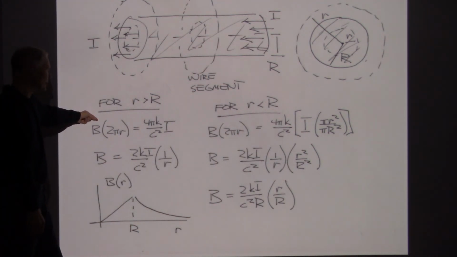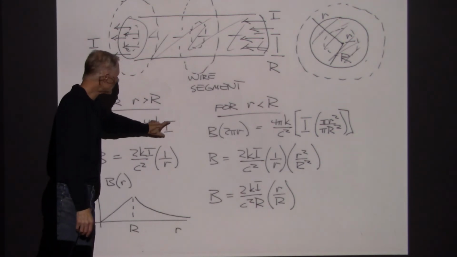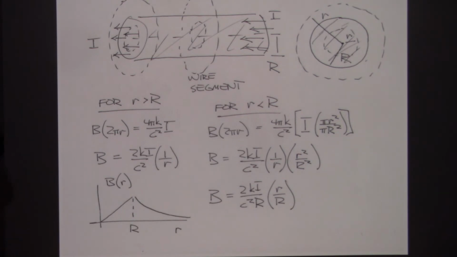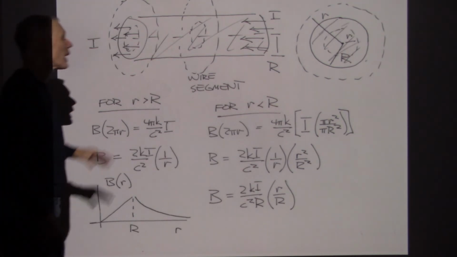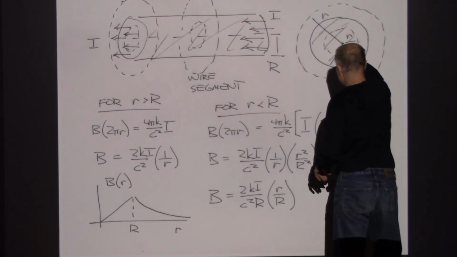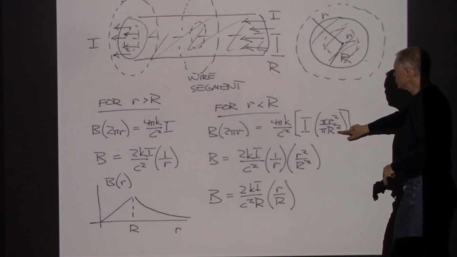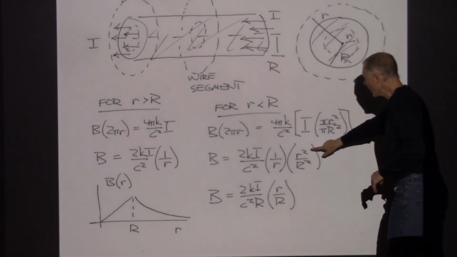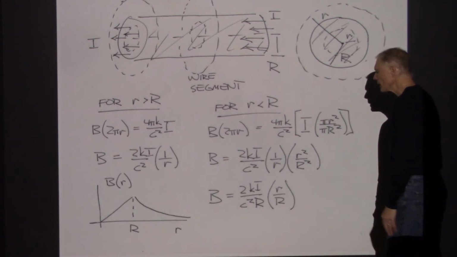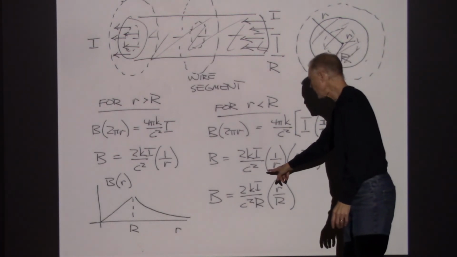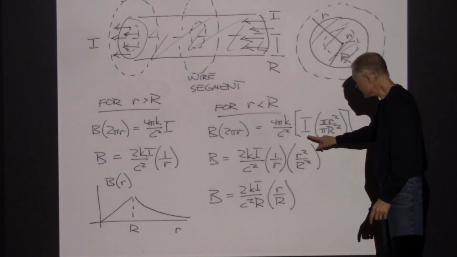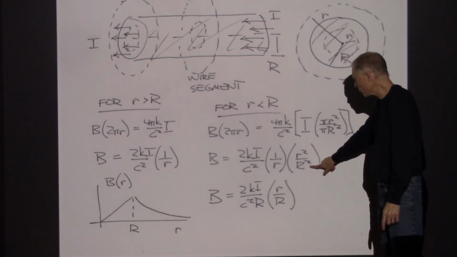That doesn't change. The difference between the two sides is when I'm outside the wire, I am enclosing the entire current. When I'm inside the wire, asking what the magnetic field is in these regions, I only include a portion of it. So I get that extra factor of little r squared over big R squared, the pi's cancel, and the formula that I end up with looks just like the formula over here, except that it's got a little r squared over big R squared factor.